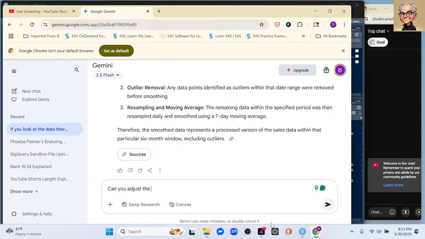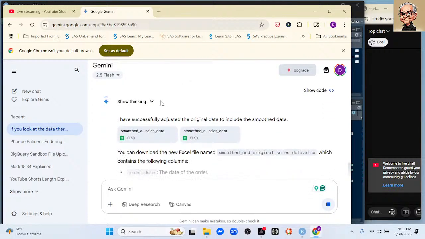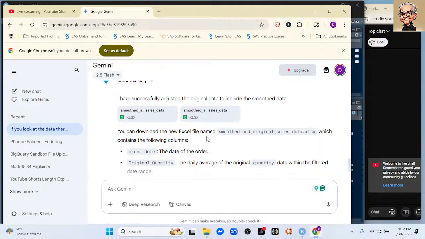You know, I must say, this is pretty doggone impressive. I'm really pleased with this. Let's see. You can download the new Excel files.